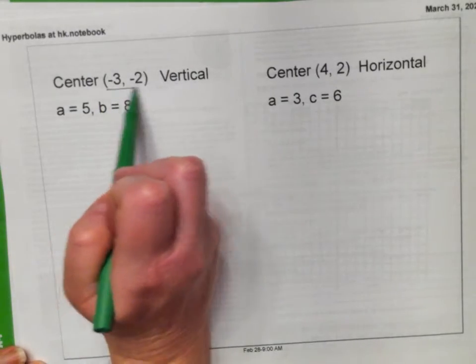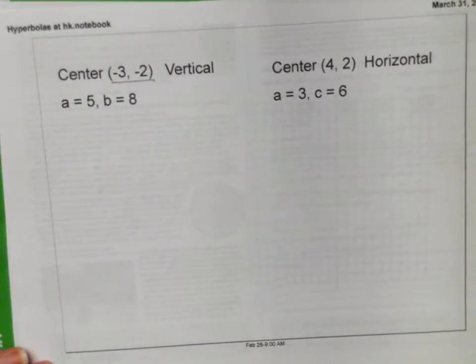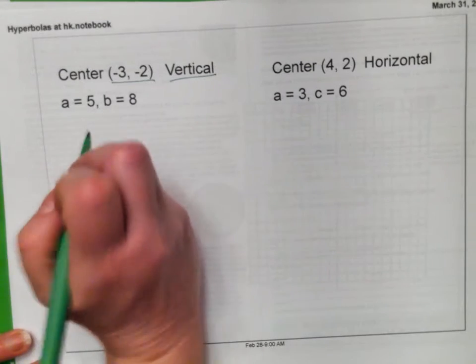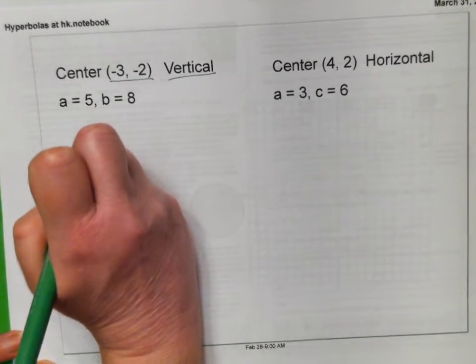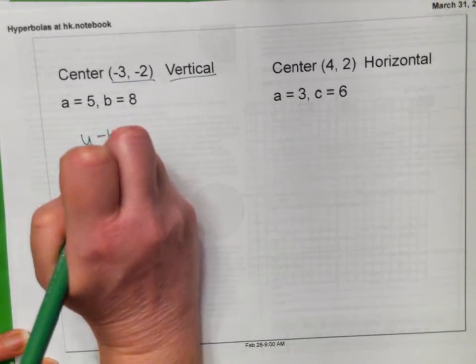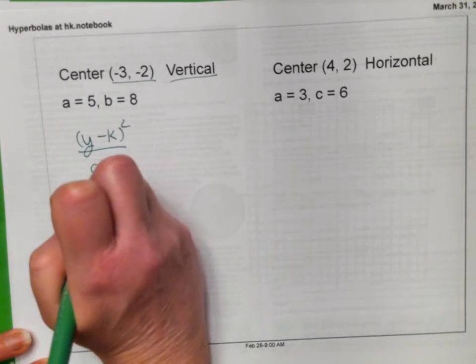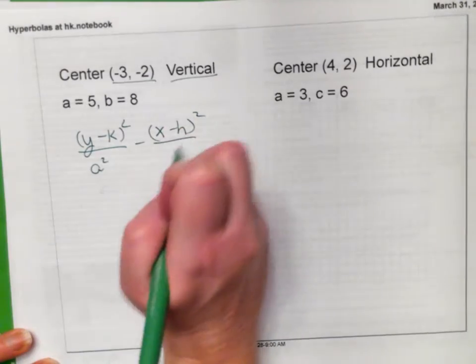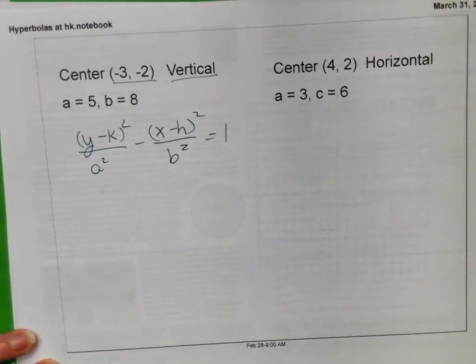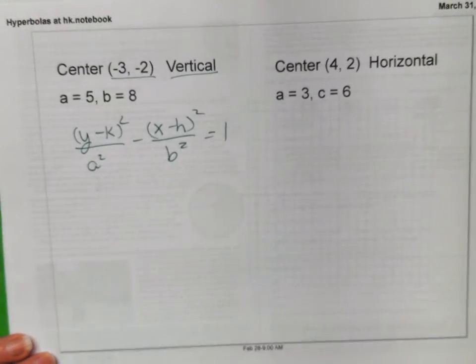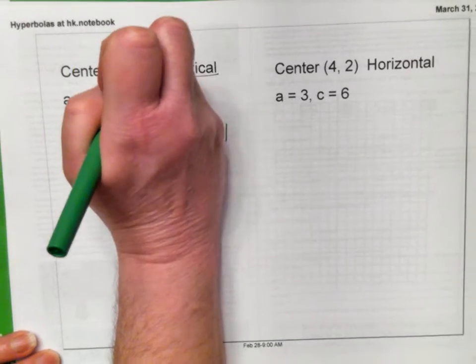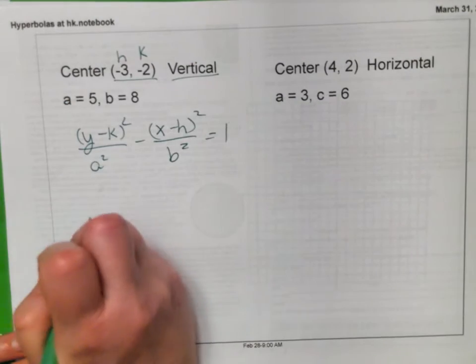All right, we know the center is at 3, -2. We're going to write an equation. We know it's vertical. What does that tell us? It tells us that y comes first. So (y minus k) squared over a squared minus (x minus h) squared over b squared equals 1. Oh, look, I know a, I know b, I know k, I know h. So let's plug them in.